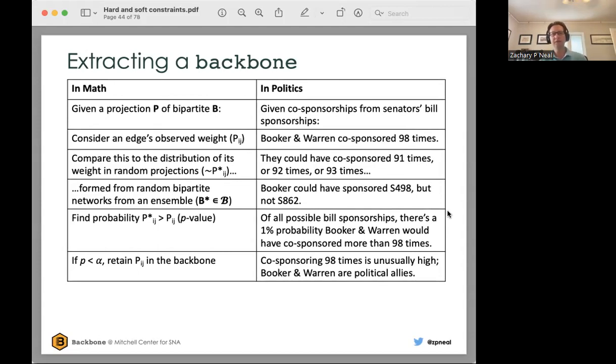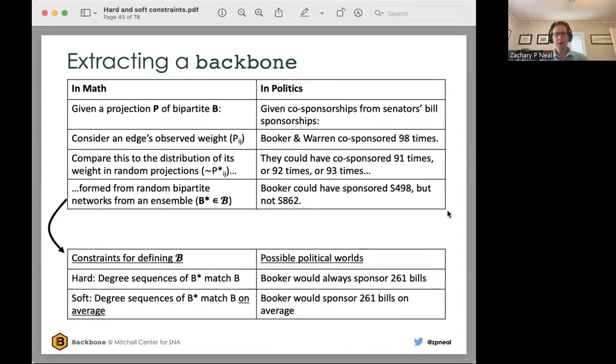So if the p-value associated with this edge is less than alpha, some significance threshold we're using, we'll keep Pij in the backbone. In our example, we might observe co-sponsoring 98 times for this pair of senators is unusually high given what it could have been. And so we retain the edge between Booker and Warren in our backbone, and we maybe treat this as indicating that they are political allies.